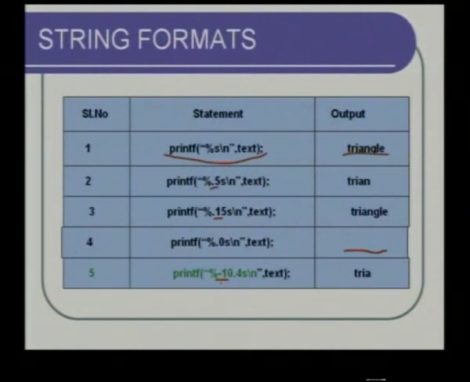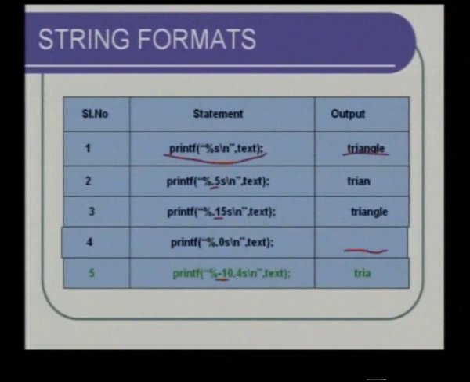And the final printf statement, I am having a minus 10.4. This is nothing but for justification. So, when I give minus 10.4, it is left justified by 10 spaces and 4 characters of the text are printed. So, this is 'tria', the first 4 characters of the entire text triangle, displayed in a left justified manner. This is just an example for you to know that a string can be printed with so many modifications. All this is permissible in the C programming language.